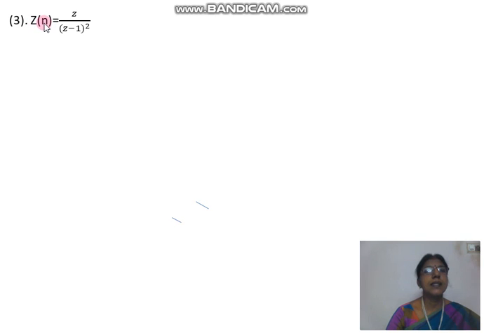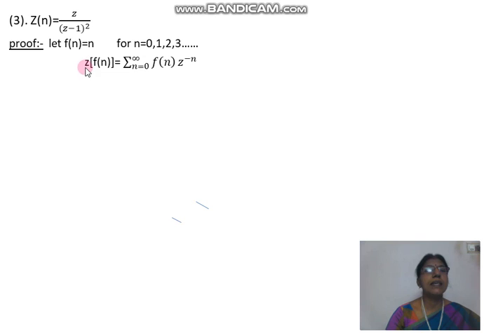Show that z of n is equal to z by z minus 1 whole square. We are going to find the z transform of n. What is f of n here? F of n is equal to n. What is the definition? Z transform of f of n is equal to sigma n is equal to 0 to infinity f of n z power minus n.